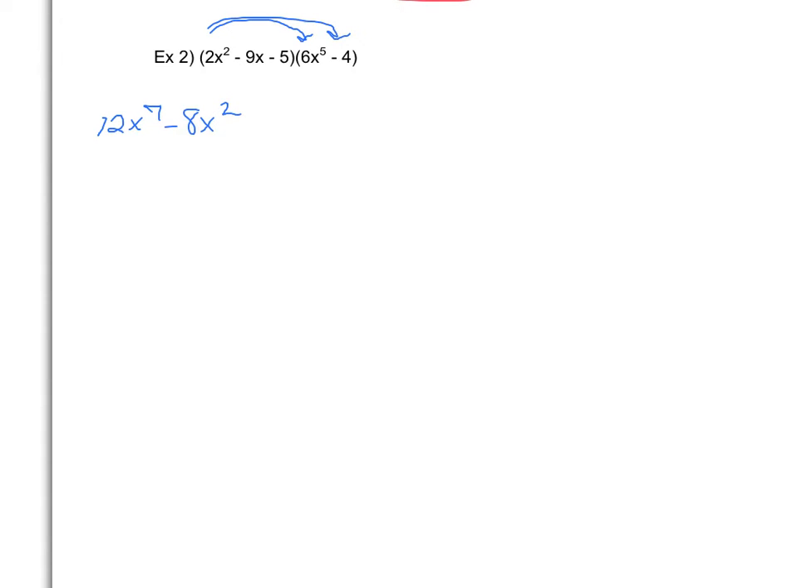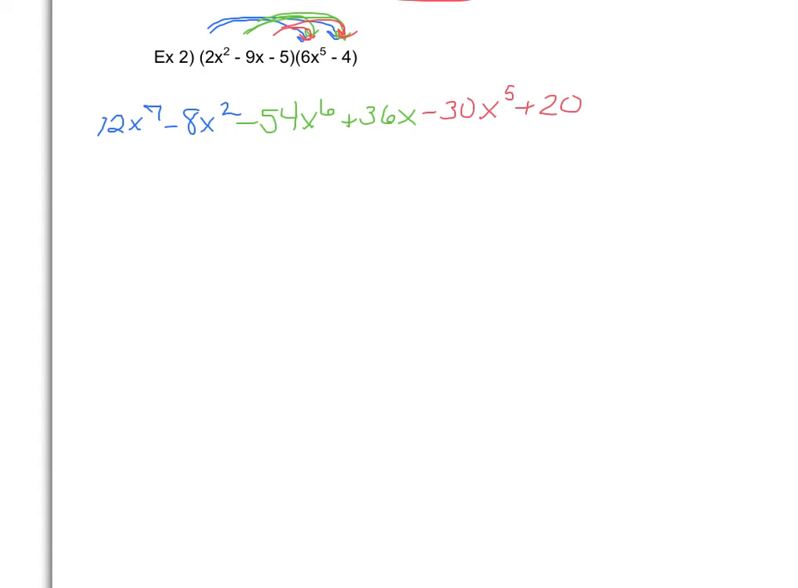I can then change colors, take the negative 9x and distribute that into my second polynomial. So negative 9 times 6 is negative 54. X times x to the 5th is x to the 6th. Negative 9 times negative 4 is plus 36x. And then finally with the minus 5, distributing that in, I get minus 5 times 6 is minus 30x to the 5th. Minus 5 times minus 4 is plus 20.